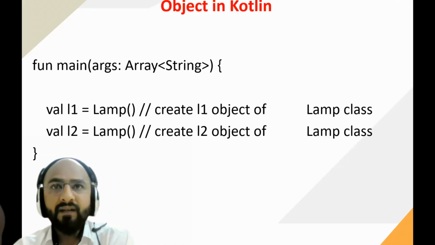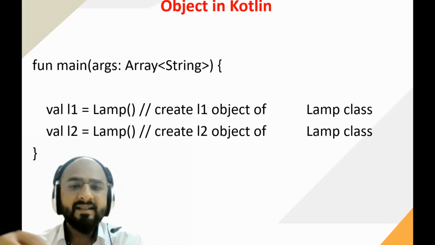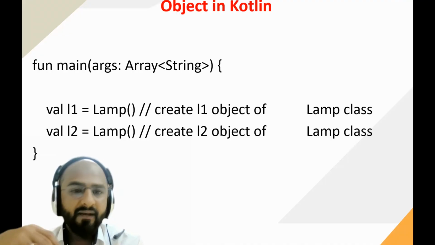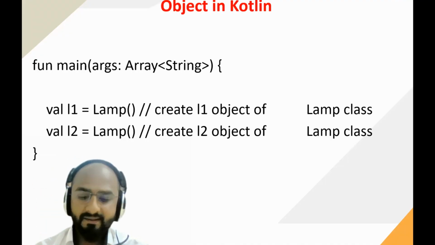Class is the blueprint, right? And an object is what actually exists. It is physically available, and by using that object we can access the properties and methods of that particular class.